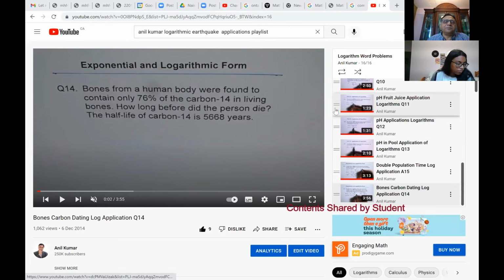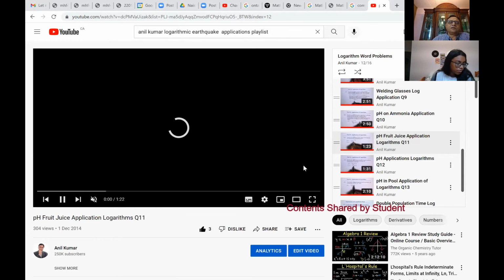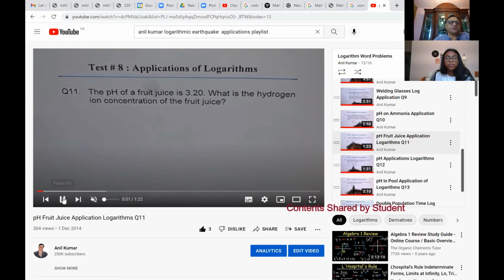Here is another example, randomly picked. Can you please read the question? Yes, the pH of a fruit juice is 3.20. What is the hydrogen ion concentration of the fruit juice? So we'll read the decimal places, 3.20, right? Not 20. So the pH of a fruit juice is 3.20. What is the hydrogen ion concentration of the fruit juice?